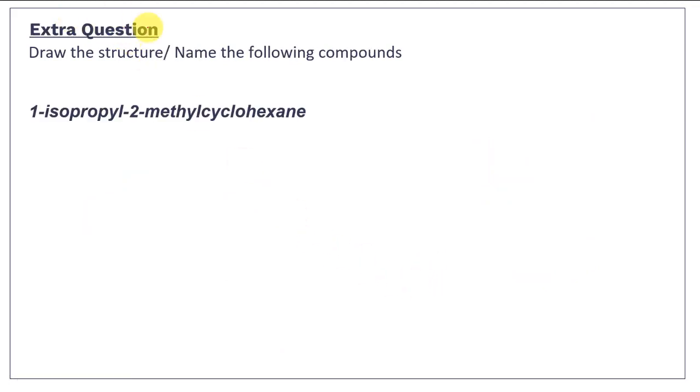Okay, let's check again. These are extra questions for you. Draw the structure or name the following compounds. If you are given the name, first of all, check your parent. This is a cyclic structure, cyclohexane, so you will have a cyclic structure with 6 carbons inside it, and label carbon 1, 2, 3, 4, 5, 6. It doesn't matter where you start as carbon 1. So carbon 1 has an isopropyl, and the structure looks something like this. And then at carbon number 2, we have a methyl group. So this structure is 1-isopropyl-2-methylcyclohexane.